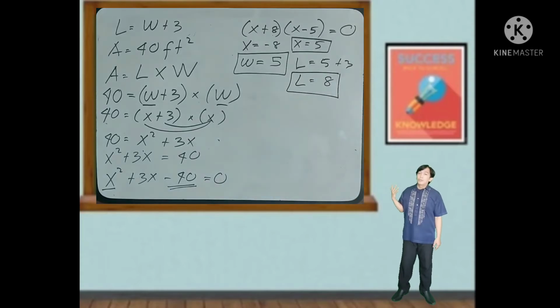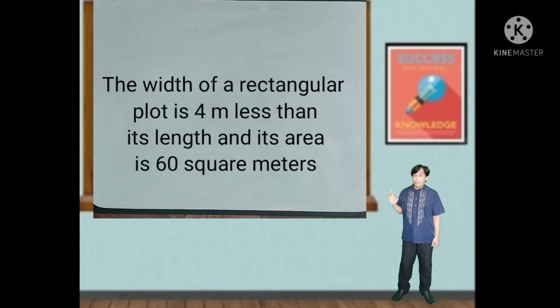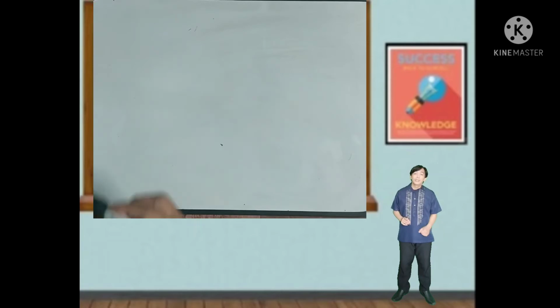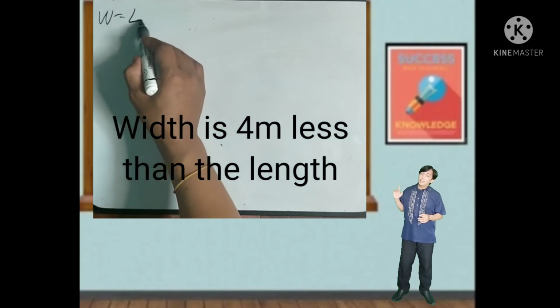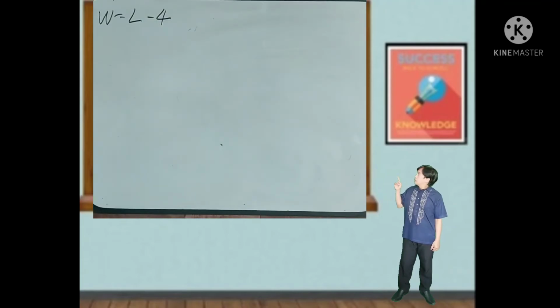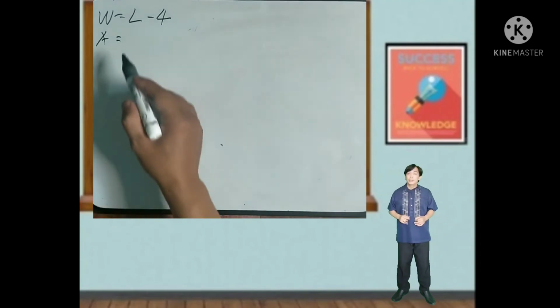Okay, let us try to have another example. The width of a rectangular plot is 4 meters less than its length, and its area is 60 square meters. So let us now try to make an equation. So it says here, the width of a rectangular plot is 4 less than the length. So we have L minus 4. Then we have the area, the given, which is equal to 60 square meters.